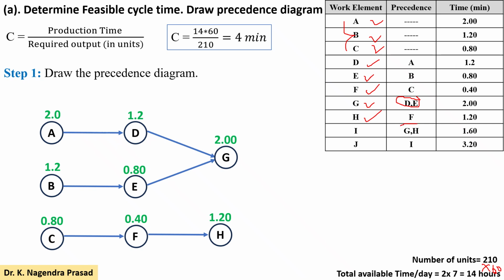So I will start immediately after completion of the G and H. So after completion of the G and H, it will start the I. Then I have to draw the work element I after completion of the G and H.